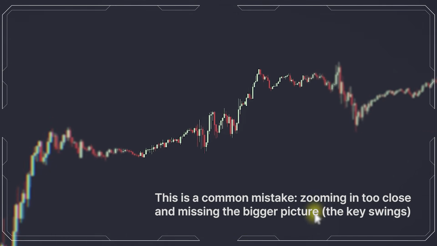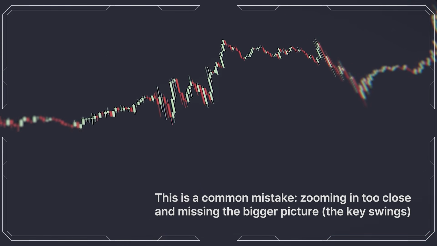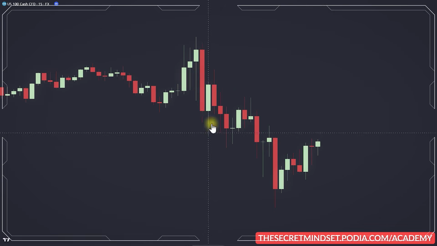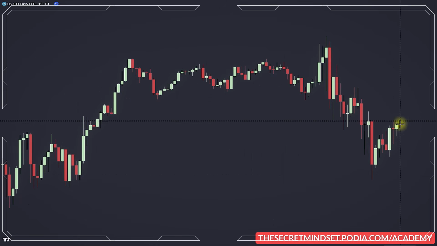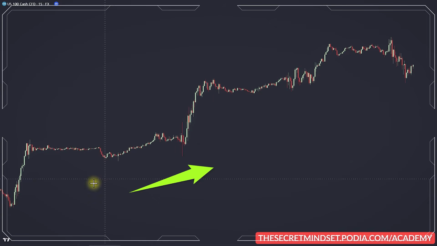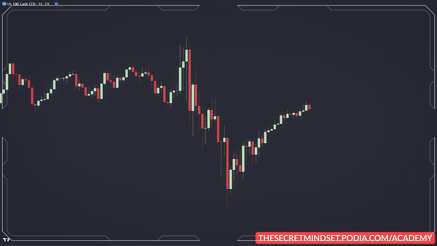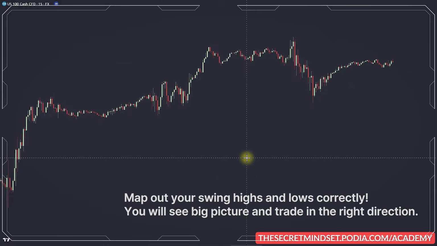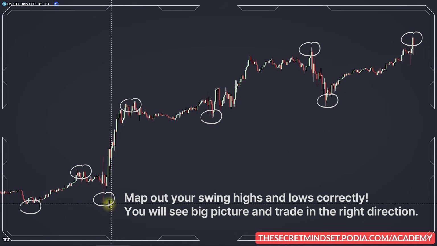and many traders get it wrong. They zoom in too close and miss the bigger picture. They might think the market is going down when it's really still going up overall. Let's say you're looking at a small part of the chart. You might see lower lows and lower highs. You might think the market is going down. But if you zoom out, you might see that this is just a small dip in a bigger upward trend. If you sell here, you will lose money when the price keeps going up. That's why it's crucial to map out your swing highs and lows correctly.